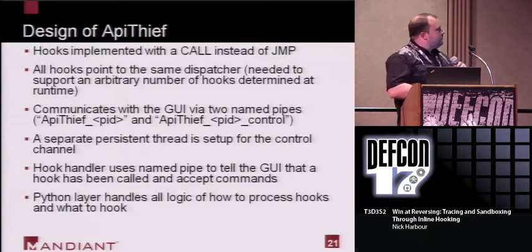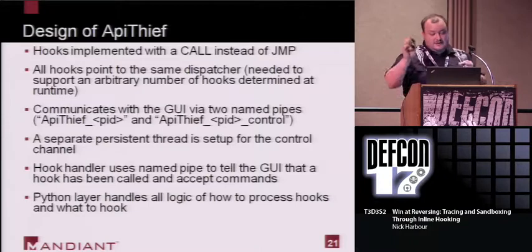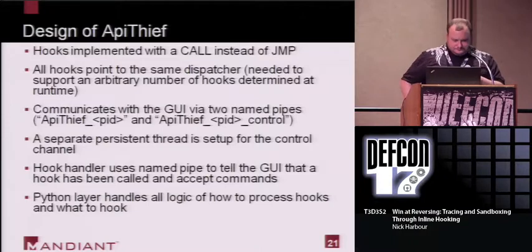All right, so all hooks point to the same dispatcher. Currently, I'm using named pipes to communicate back to the GUI. That can be sockets in the future; I don't really care. Initially, I was only thinking locally, and I just implemented named pipes. No big deal.